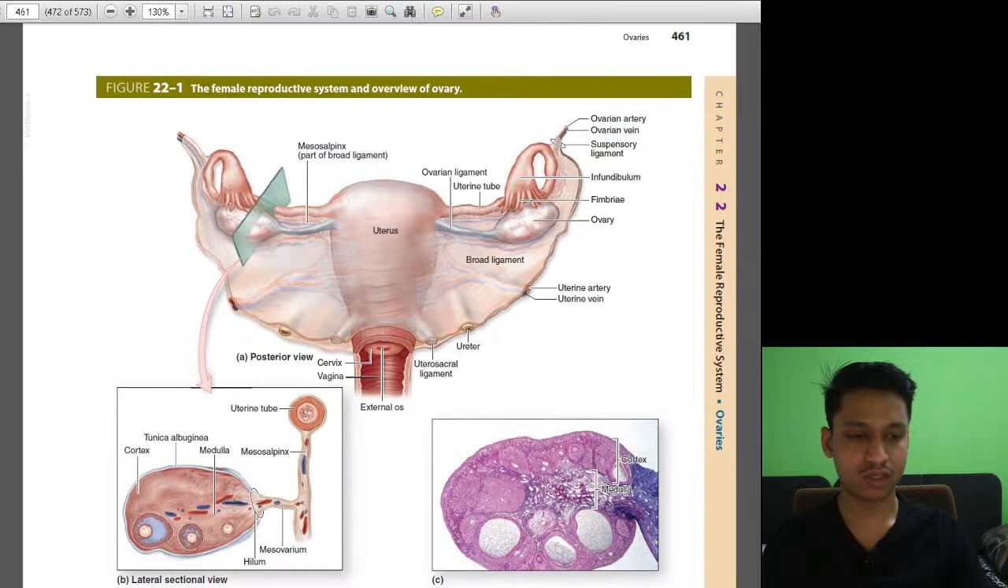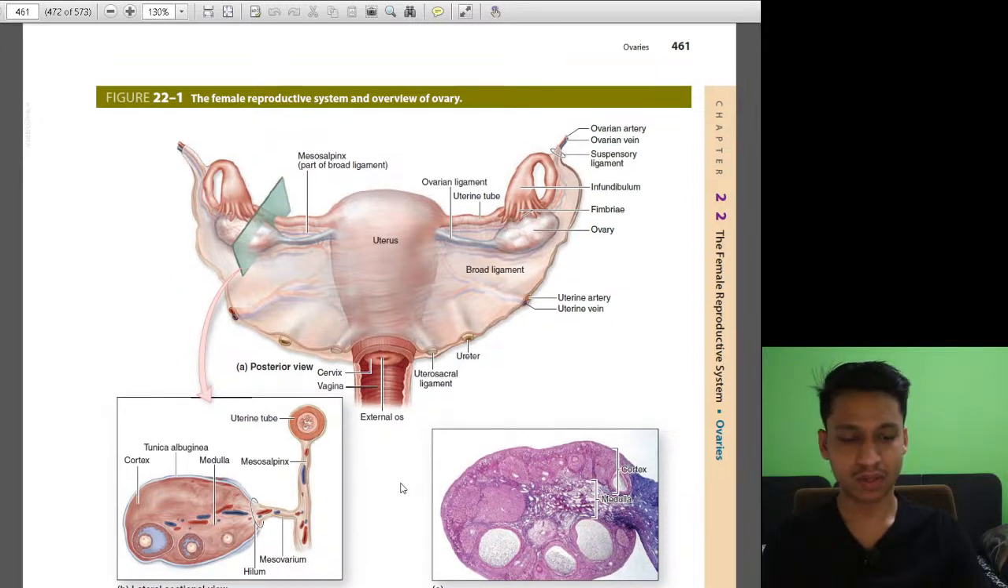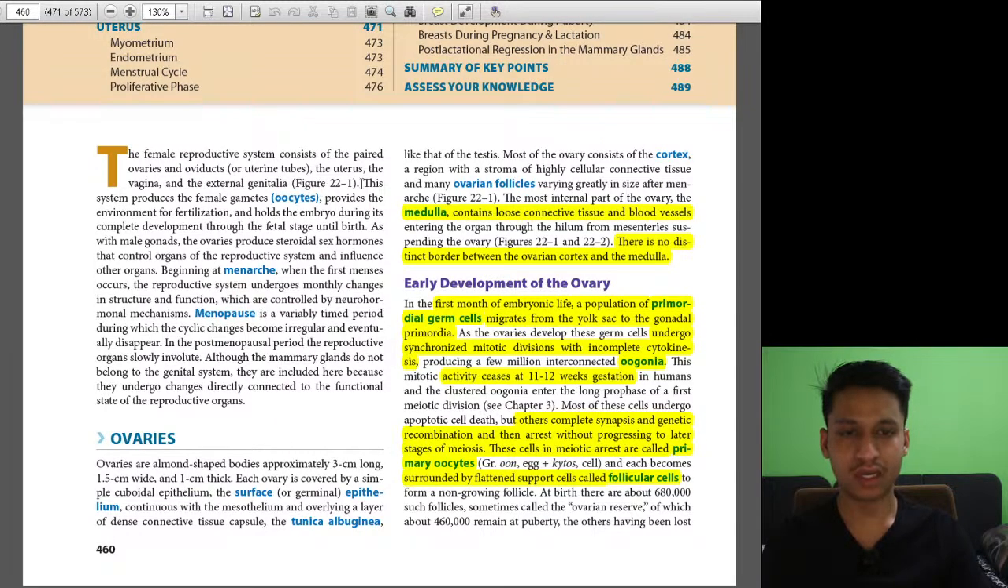This is how the histology of the ovaries looks in figure C. Okay, let's get into more detail. This system provides the female gametes, the oocytes. So female gametes are called oocytes. It provides the environment for fertilization and holds the embryo during its complete development through the fetal stage until birth. As with male gonads, the ovaries produce steroid hormones that control organs of the reproductive system and influence other organs. So these are basically the functions of the female reproductive system.